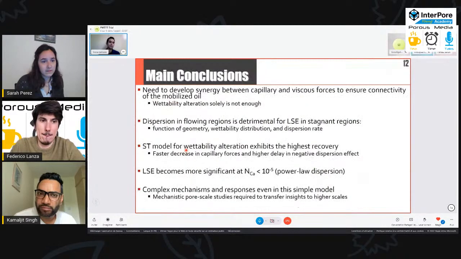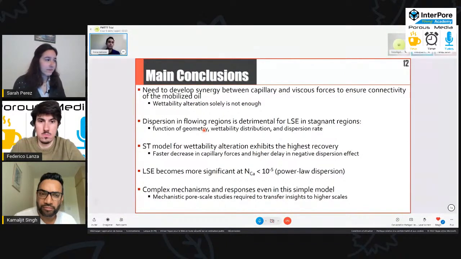As the main conclusions of my work, I have to say that there is a synergy between the capillary forces and viscous forces which needs to be developed to ensure the connectivity of the mobilized oil. And just seeing the wettability alteration effect is not enough, and other phenomena and patterns have to happen so that we can see this ultimate recovery.